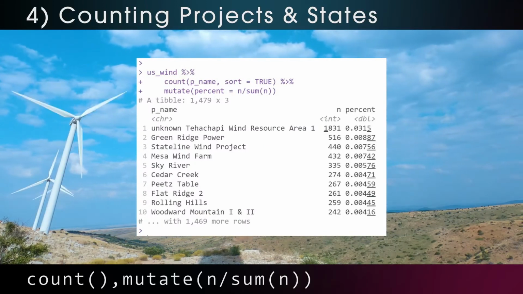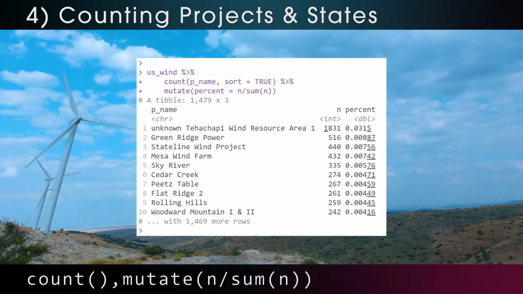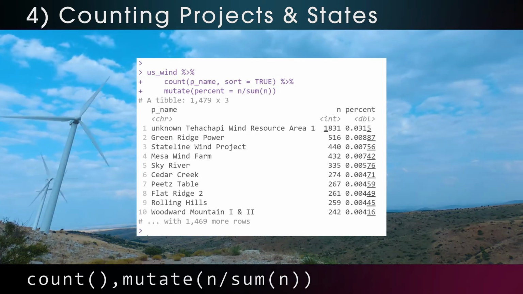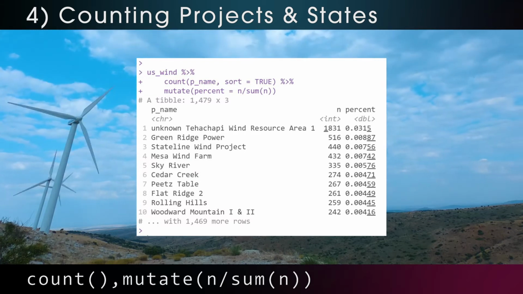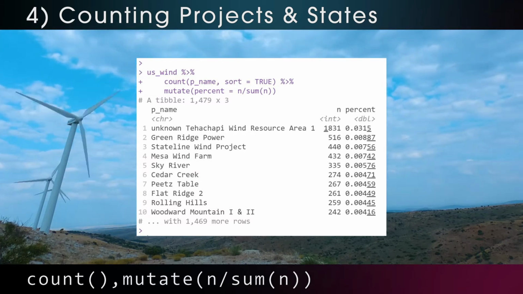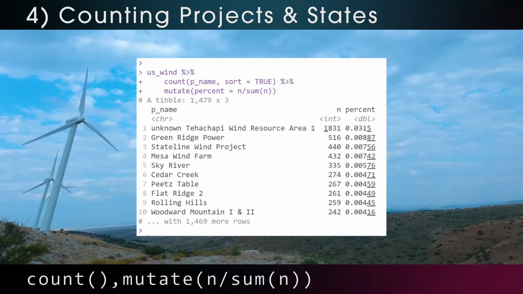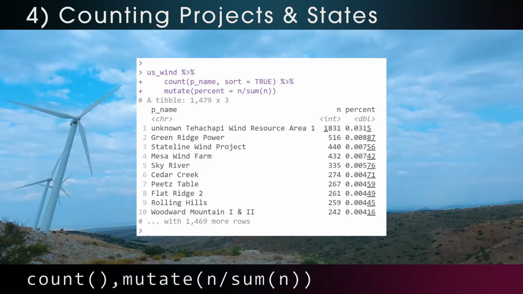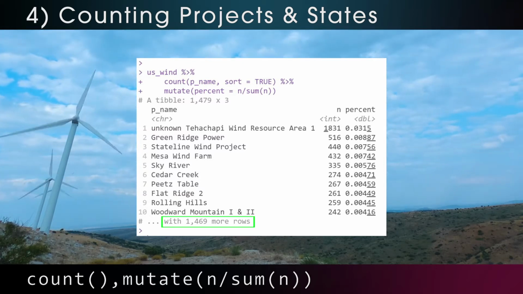Let us start with counting the different project names and sort them in descending order. If we follow up directly with a mutate, we can calculate percentages with n divided by sum of n. Now we see that 1831 turbines, which account for 3.15% of all turbines of this dataset, are part of the unknown Tehachapi Wind Resource Area 1, one of over 1400 different project names of this dataset.